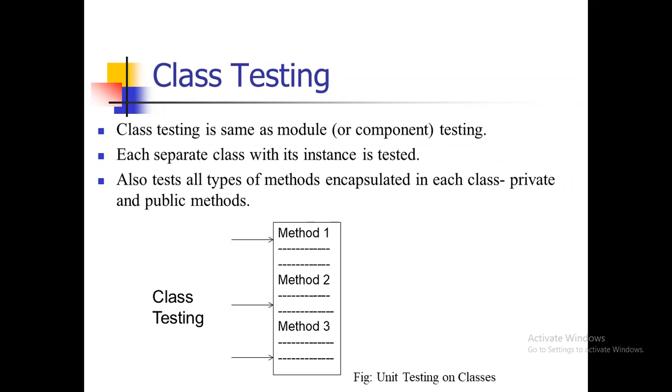Here you can see the figure of unit testing on classes. Suppose this class has multiple methods, like method 1, method 2 and method 3. We are going to test all these methods from this class. Class testing is the first level of integration testing, which tests the individual classes. In class testing, each method is tested and the state behavior of the class between those methods is also tested.